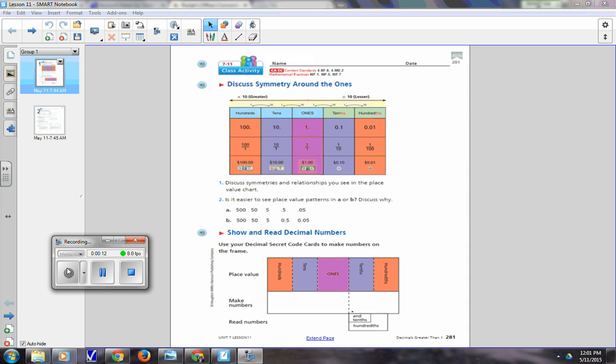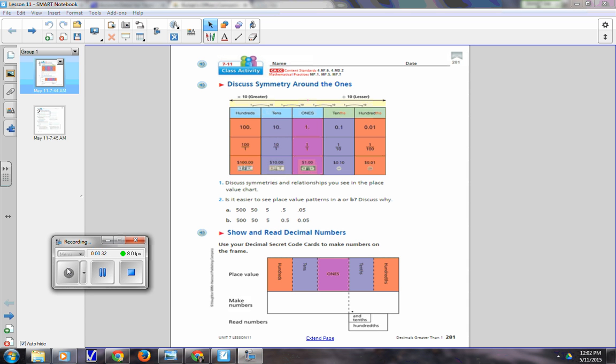We're going to go back to our decimals and what they represent as far as parts of a whole. Today we're going to talk about symmetry around ones. If you remember way back in second grade when you talked about butterflies, you talked about a line of symmetry when you were folding something in half and the two sides matched.